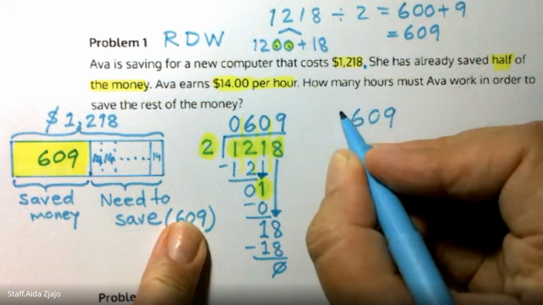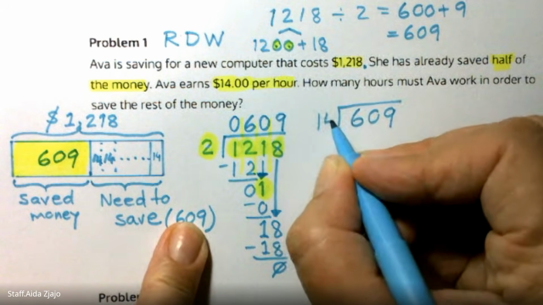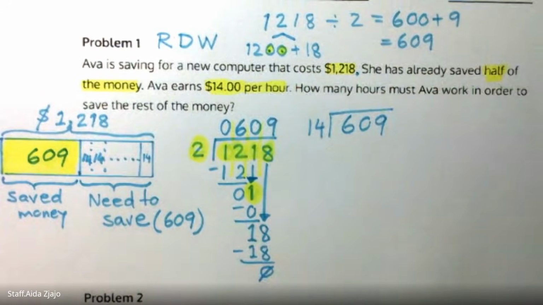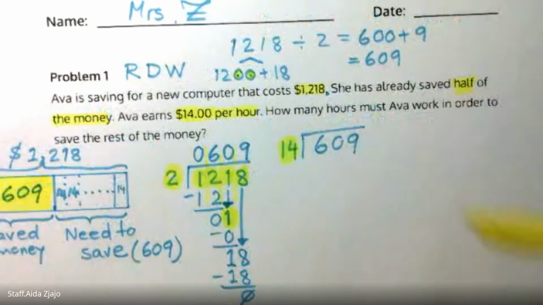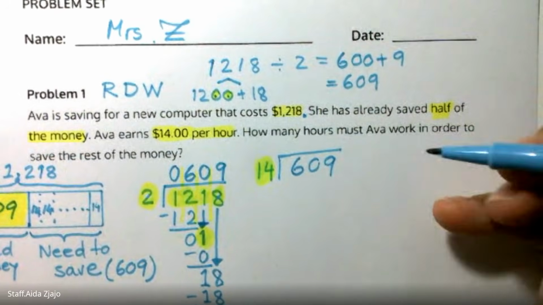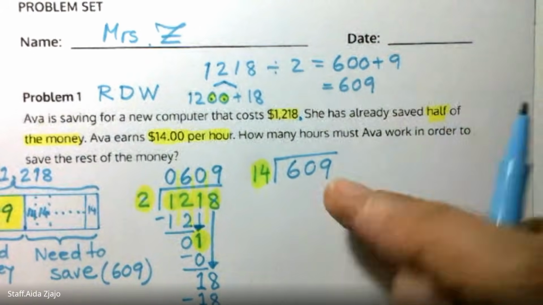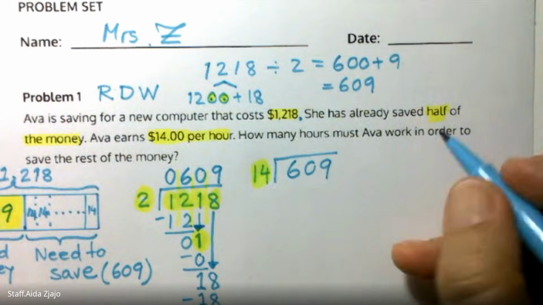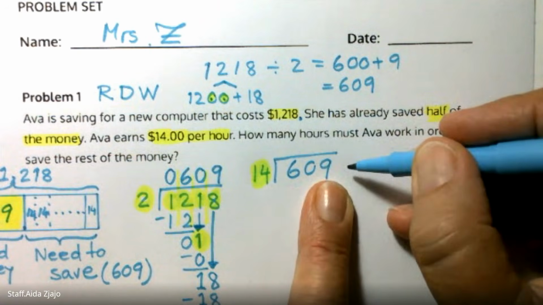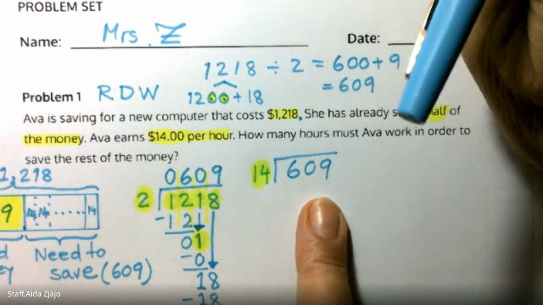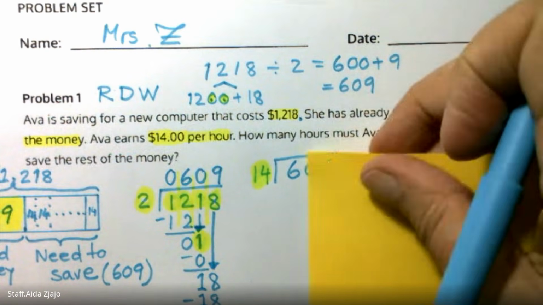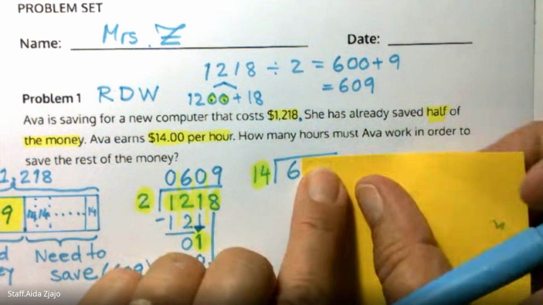609, now divide into groups of 14. You can think, if you like, the 14 is very close to 15, so it's easier for us to think that could be a 15. So when I'm thinking about how 15 times what is a 600, then that can help me to figure out how many 14s are in the number. But I will just go by one number at a time so it's easier.